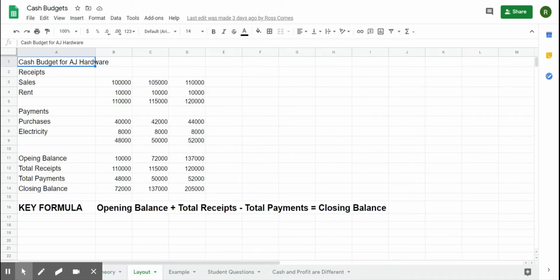Okay, cash budgets, what do they look like? You will see slightly different versions on mark schemes, but there are some basics that you've definitely got to have in your cash budget. You've got to have receipts. Receipts are cash physically coming into a business, and for this business they've got some sales and they also rent something out. And then there'll always be a total of all of the receipts of the business.